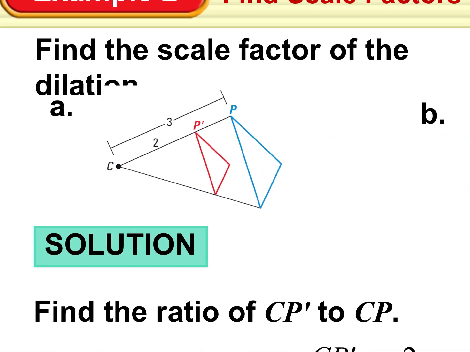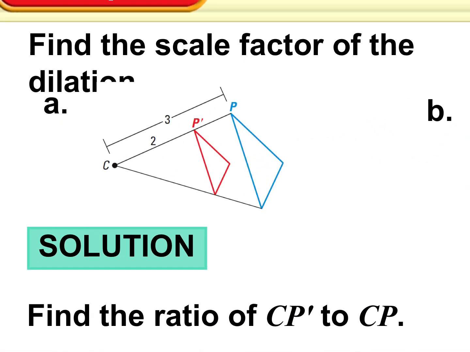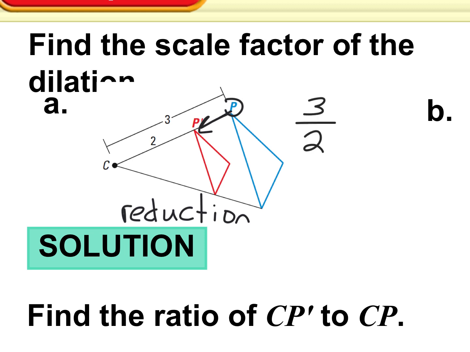This one, we're going to talk about scale factor. First, let's decide if it's an enlargement or a reduction. Here's our original. We're going to our new, so this is a reduction. We want to find the scale factor. What was the original length? 3. What was our new length? 2. Good. We said reduction, so we're going from bigger to smaller. Can we reduce that? No. So that's our scale factor, 3 over 2.